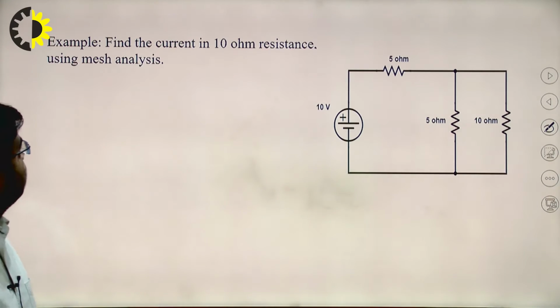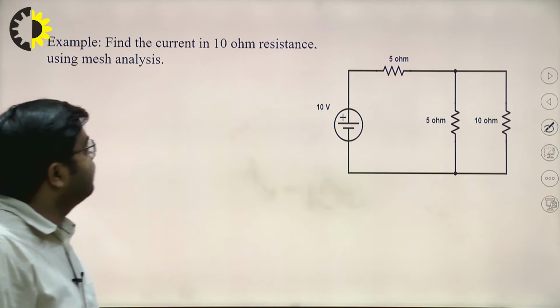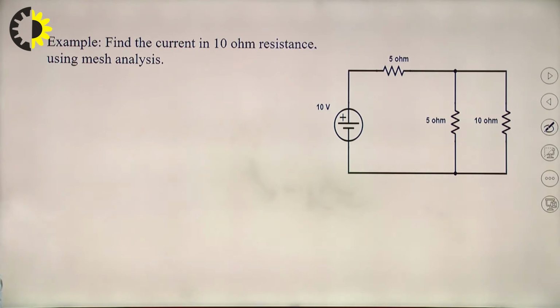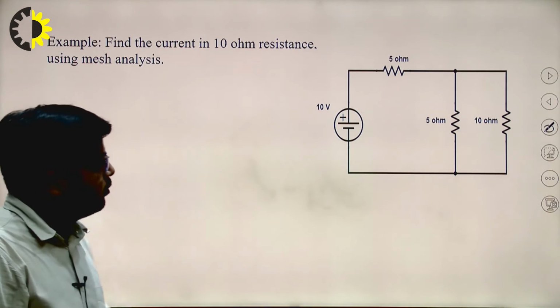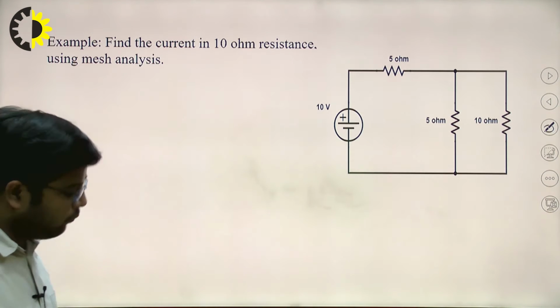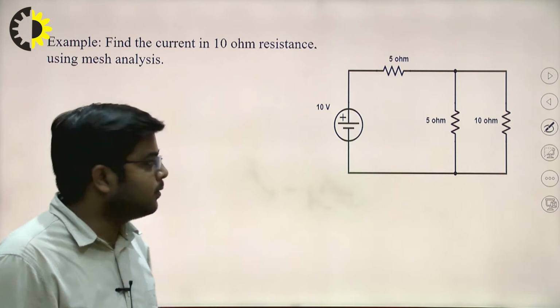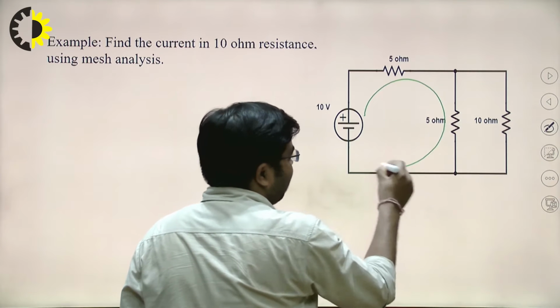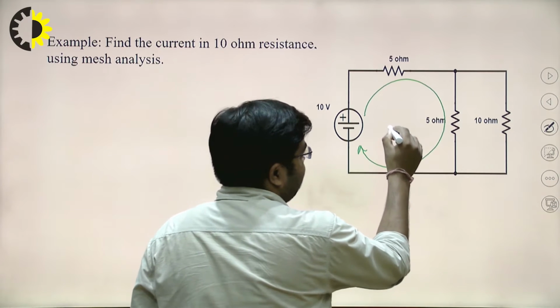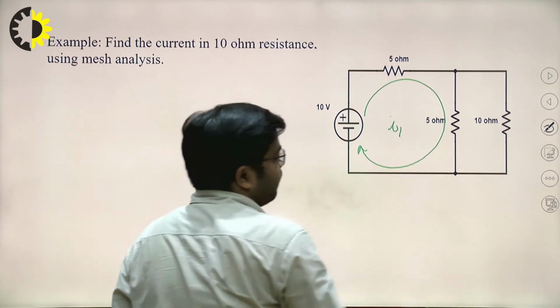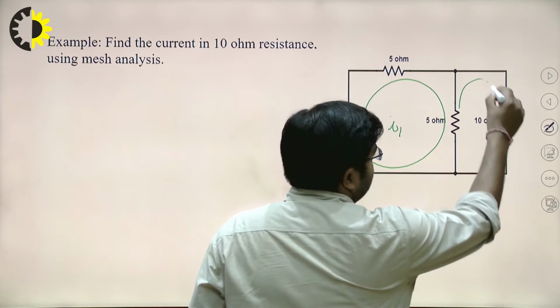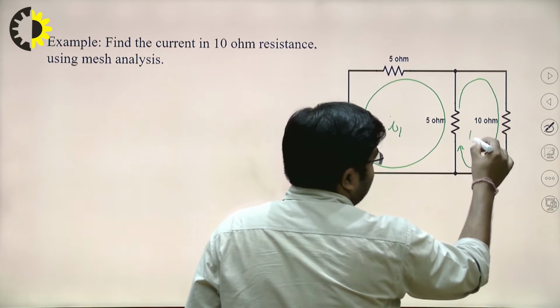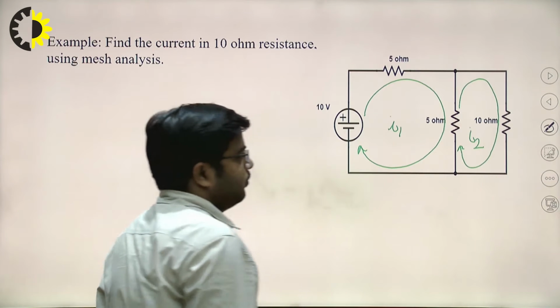So let's see example number 1. Find the current in the 10 ohm resistance using mesh analysis. So this is the circuit. First you have to identify the number of meshes. Here you can see this is mesh number 1. Assign mesh current, suppose this is I1, and this is mesh number 2 and the current is I2.